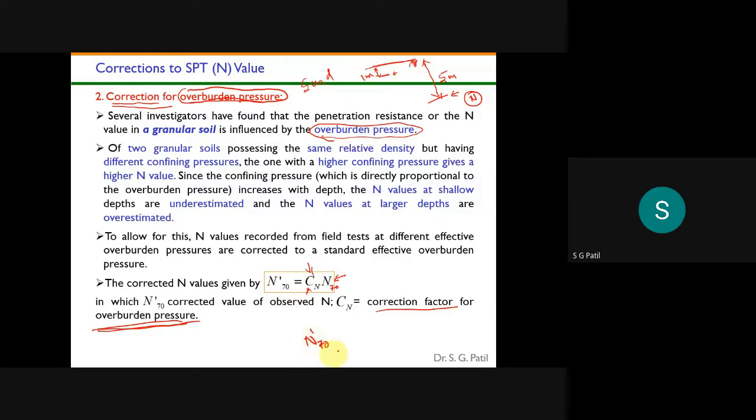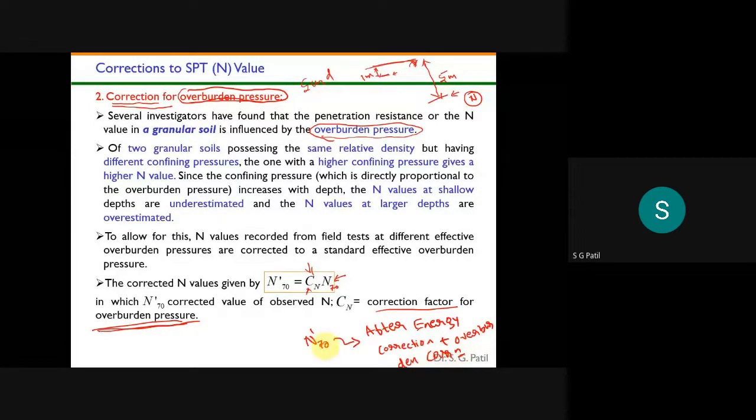N70 dash. So this is after energy correction plus your overburden correction. After applying both corrections, now I got N70 dash. So this is my second correction.